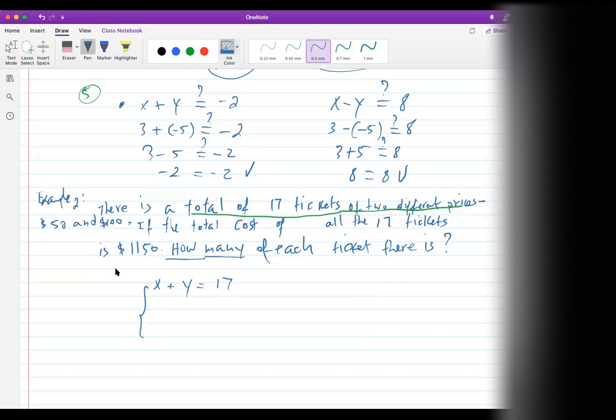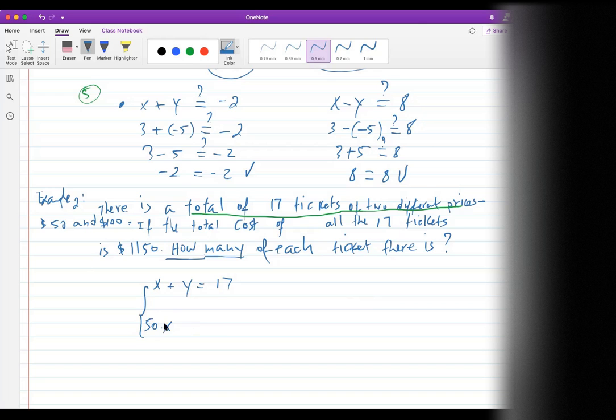Now we need to come up with the other equation. If x was the number of tickets of the first group, to find the cost of these tickets we're going to multiply x by the price. So x is, let's say, the first group of tickets, and each one costs 50, right? What is the total cost for this type of ticket? If we have x of them, and each one costs $50, the cost will be 50 times x.